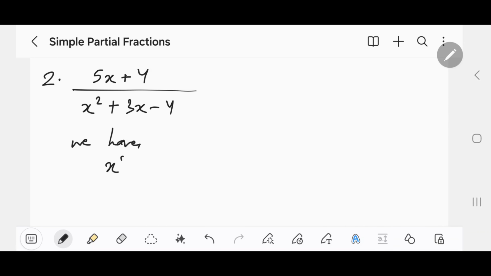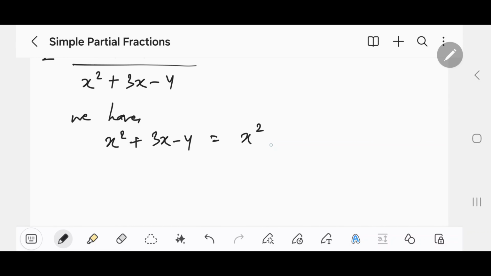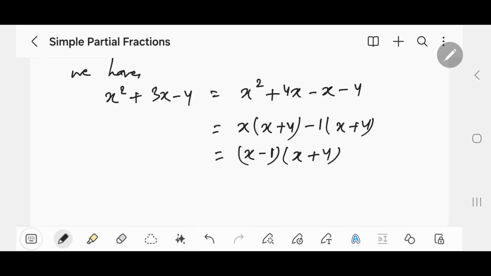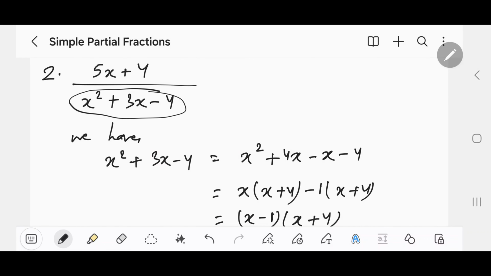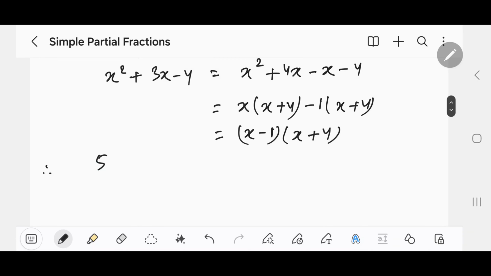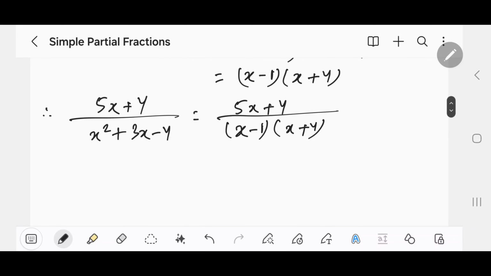We have x² + 3x - 4 equals x² + 4x - x - 4, which equals x(x + 4) - 1(x + 4), which equals (x - 1)(x + 4). That means this is actually (x - 1)(x + 4). Therefore, (5x + 4) / (x² + 3x - 4) is actually (5x + 4) / ((x - 1)(x + 4)). Now I hope you can do this.